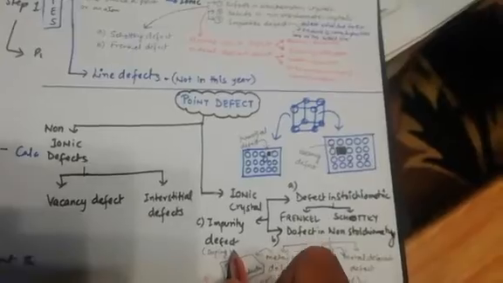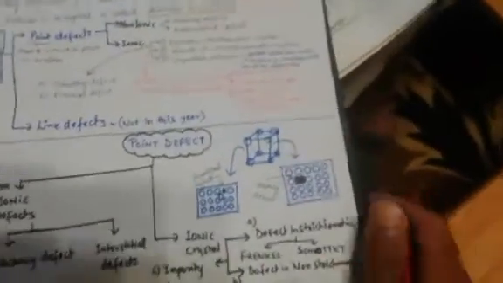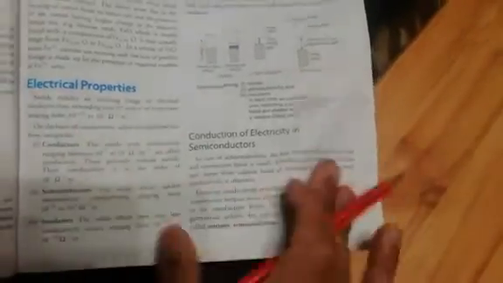And after this we are talking about the properties, basic properties. So basically there are two types of properties we are studying in solids, that is electrical properties and magnetic properties. In electrical properties there are conductor, semiconductor and insulator, and semiconductor we are studying in detail. Semiconductor is of two types: N type semiconductor and P type semiconductor. You know very well what an N type semiconductor is. N type semiconductor has electron rich impurities, and P type semiconductor has electron deficient impurities.